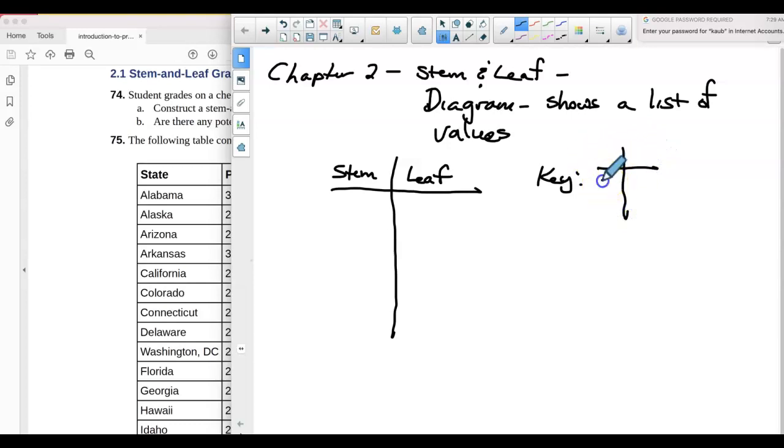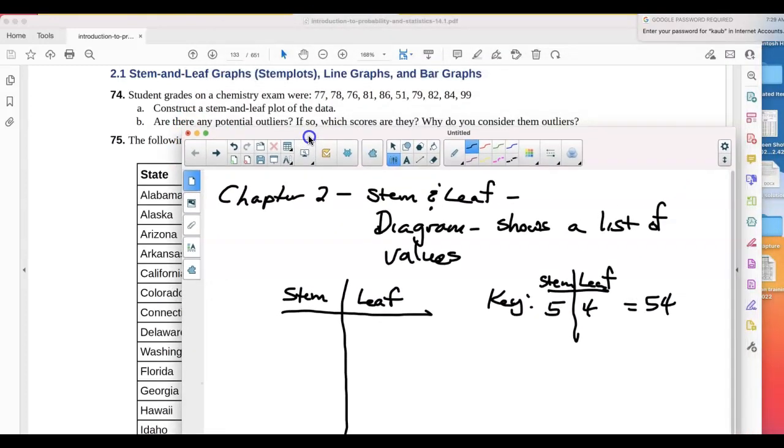So if you see a 54, or a 5 and a 4, that might mean 54. It might mean 5.4. It could mean 0.54. We don't know until we have a key telling us what the stem and leaf are. In this case, we're going to do an example where the stem and leaf has the tens and the ones. It's right here in the book, number 74. It says construct a stem and leaf graph with these numbers.